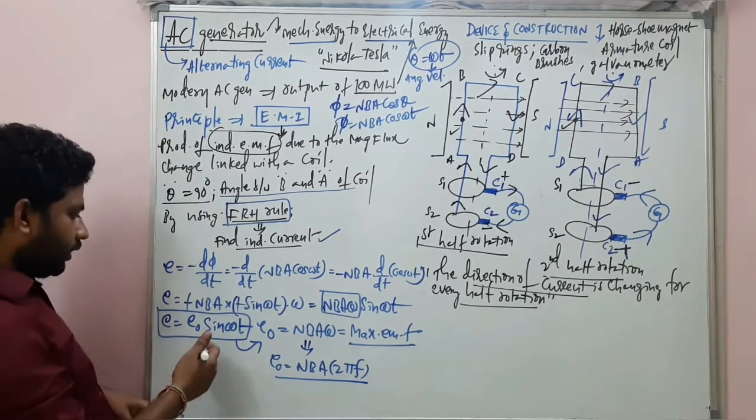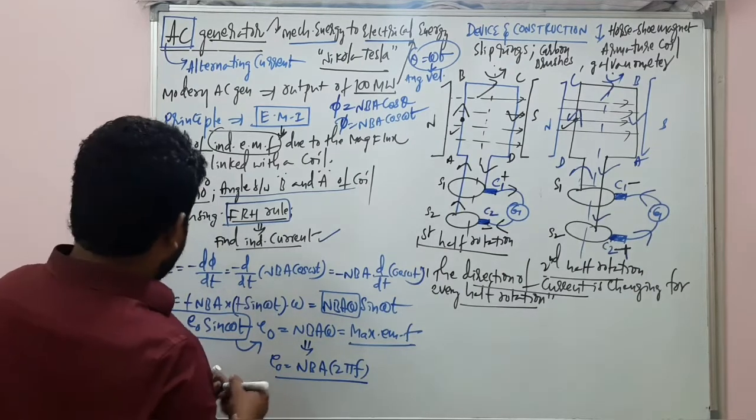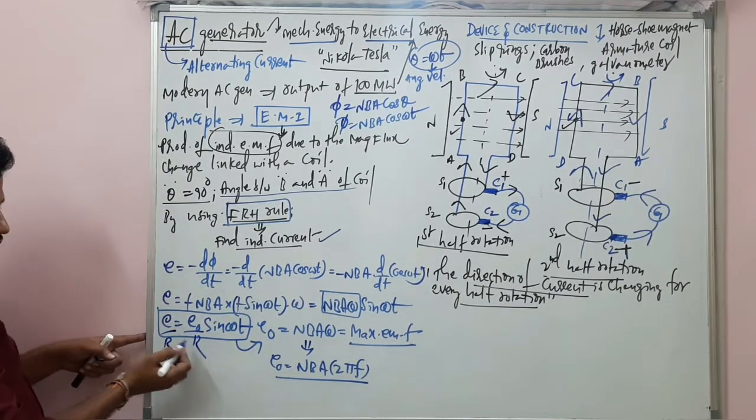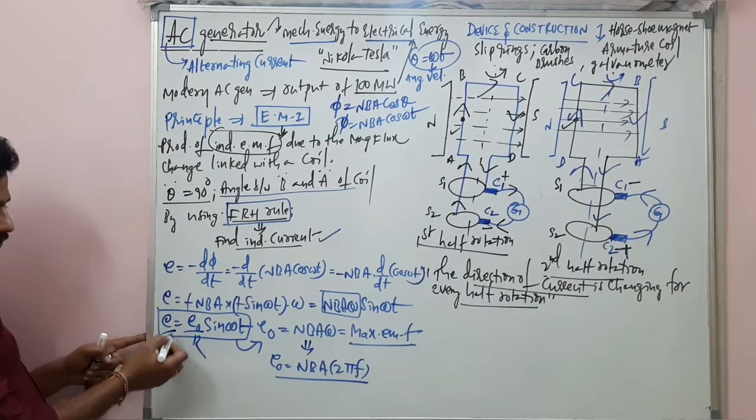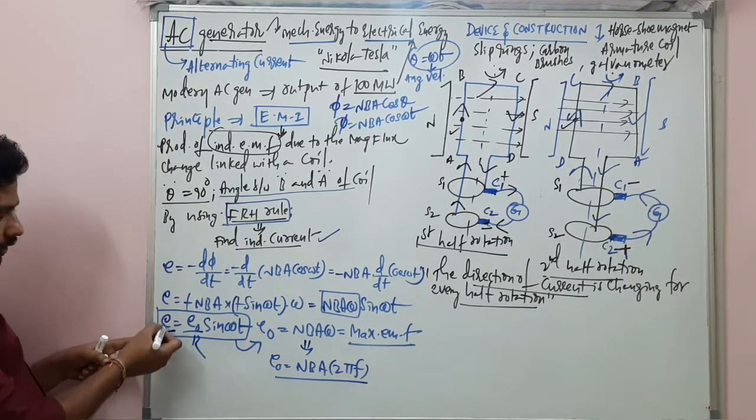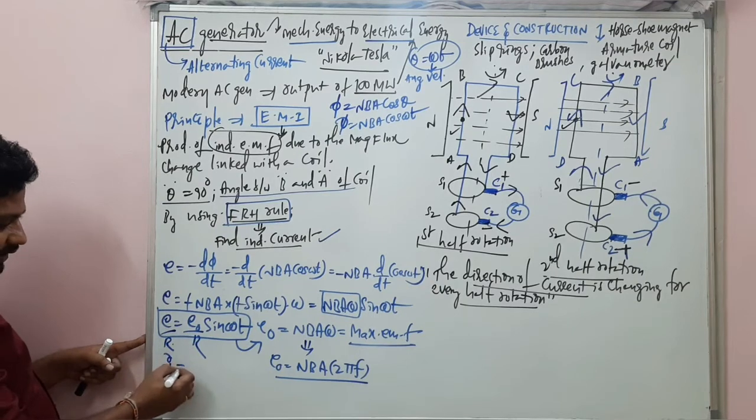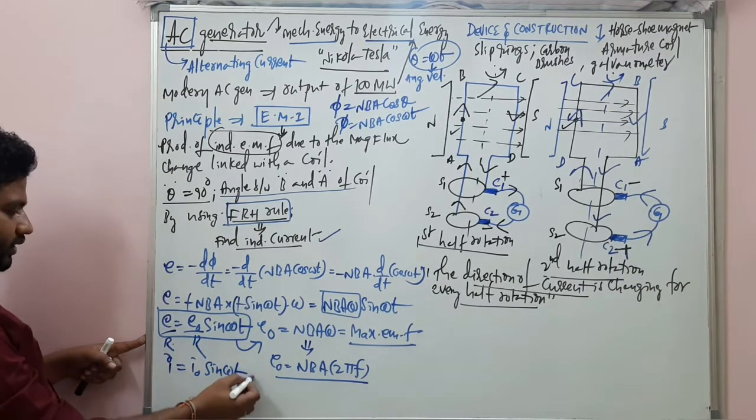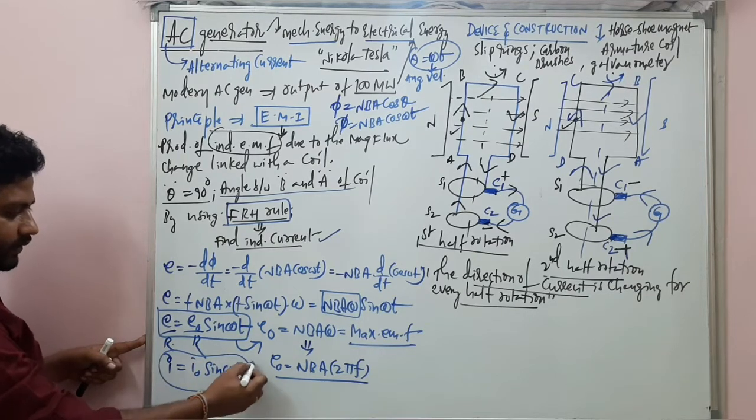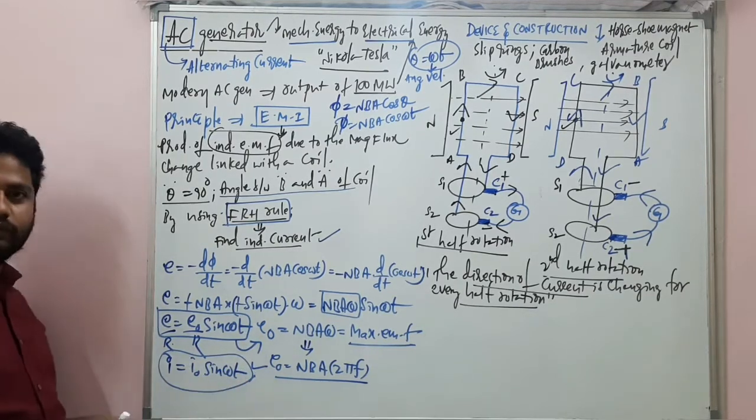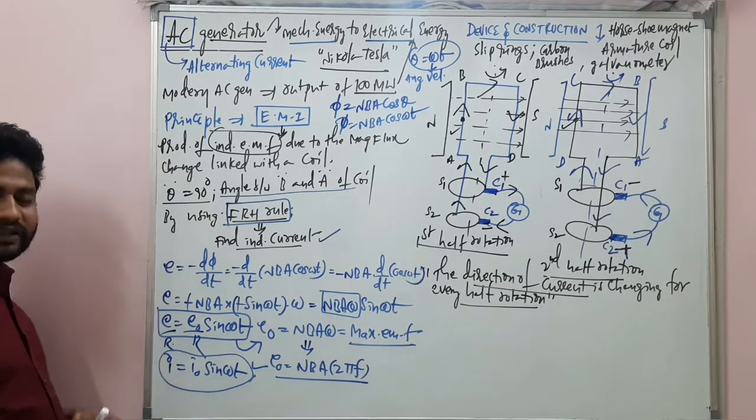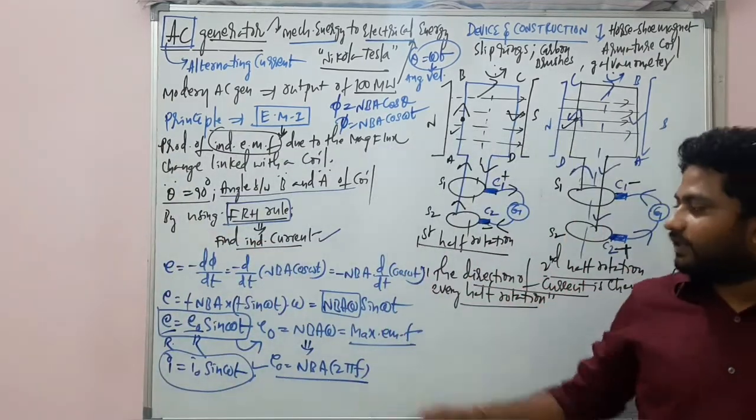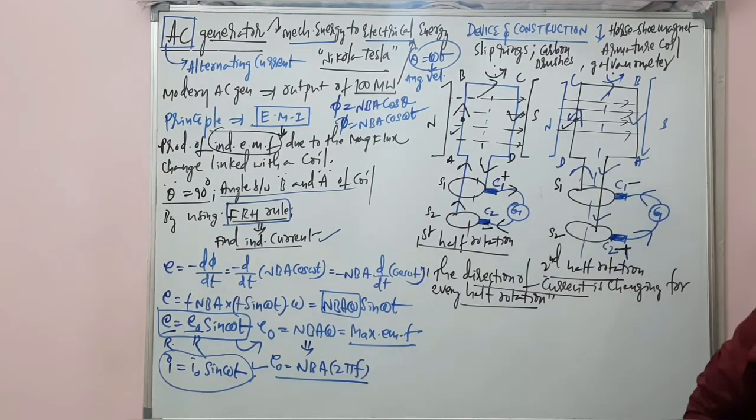Now here one more thing, if you divide this with R, you get EMF by R, that means voltage by resistance, which is the current. This I can write as I is equal to I naught sine omega t. So both expressions, EMF and current, we have got. Here I naught is the maximum value of current. In the last line we had already discussed, I naught is the maximum value of the current.